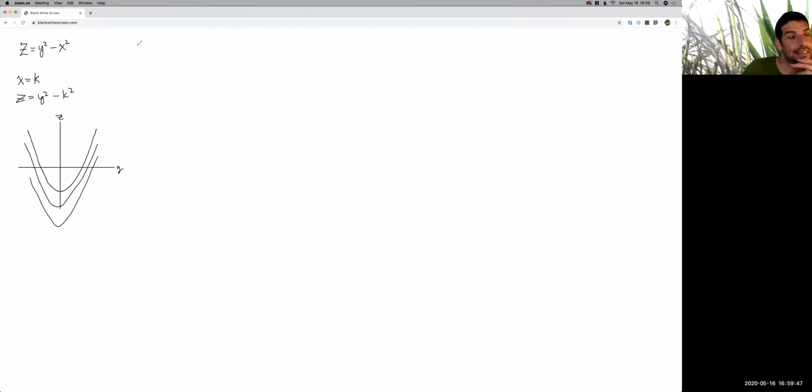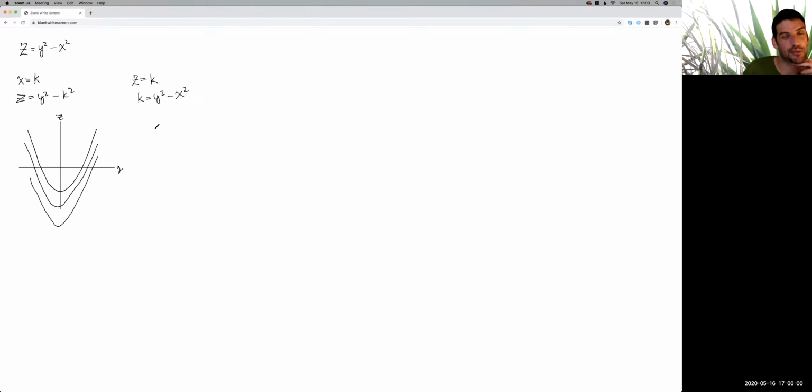What about what happens in the other direction? What if I let z equal a constant, right? What does my equation become then? K equals y squared minus x squared.